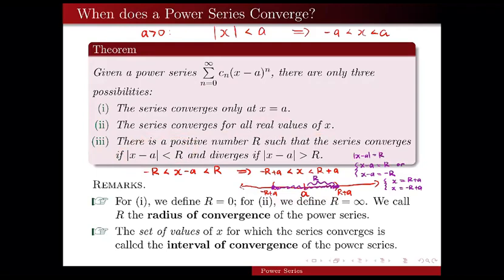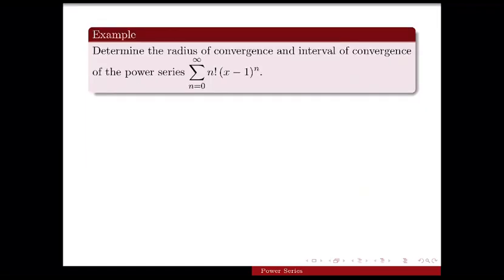So let us work on some examples here. Determine the radius of convergence and the interval of convergence of the power series summation n factorial times x minus 1 to the n, running from 0 to plus infinity. So for this, let's just expand this series. At n equals 0, you just have 0 factorial. Plus at n equals 1, you have 1 factorial times x minus 1 to the 1. Plus at n equals 2, you have 2 factorial x minus 1 to the power 2, plus etc.